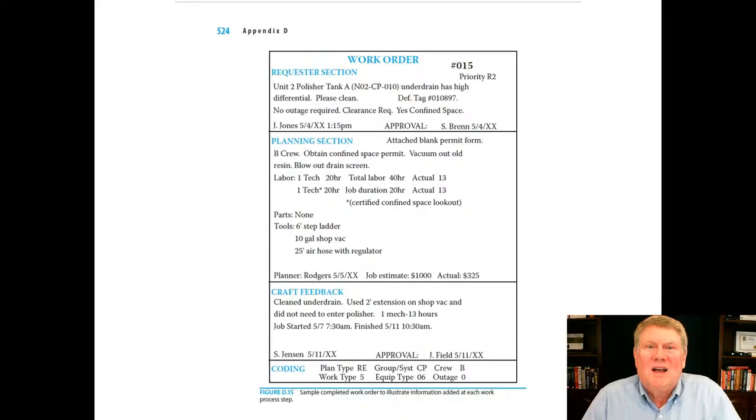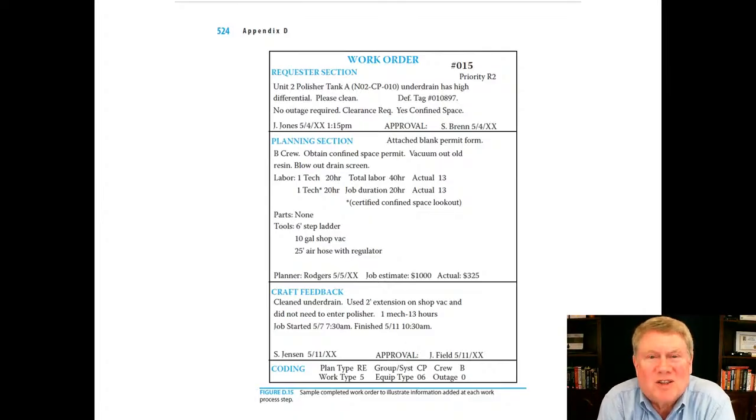We'll share this window here. First of all, we would like for at least, especially 3 things in a work request. We would like the asset number, attention to priority, and the symptoms of the problem. So this is Unit 2 polisher tank.